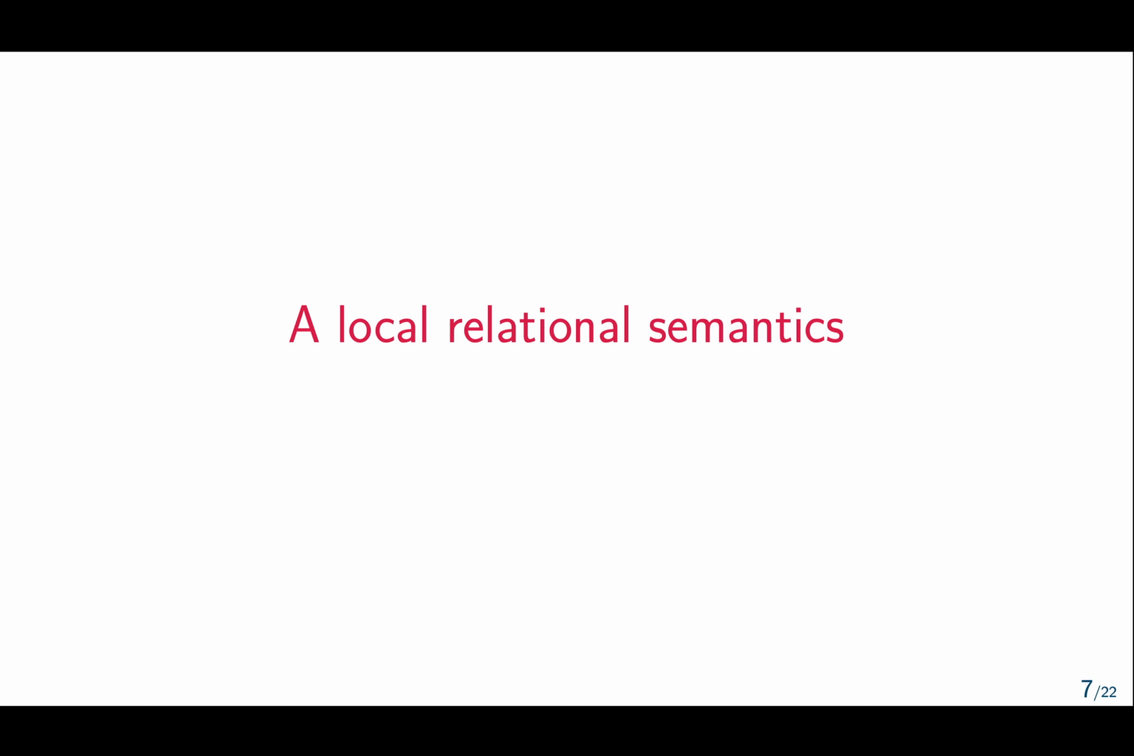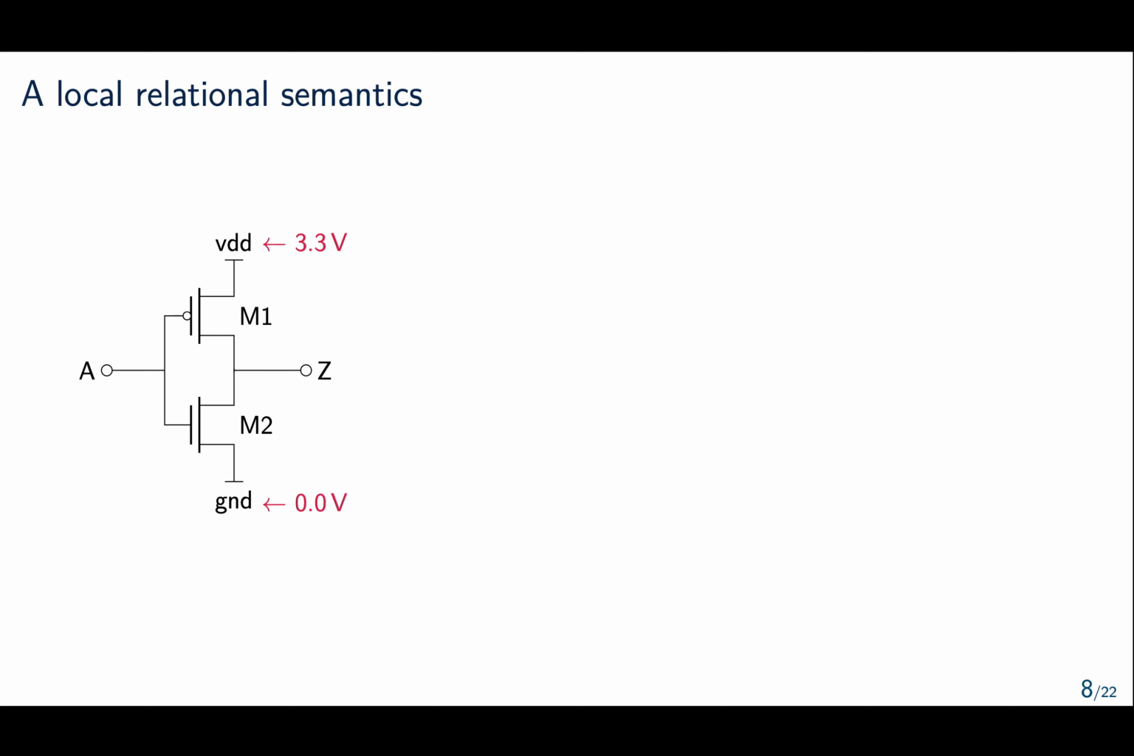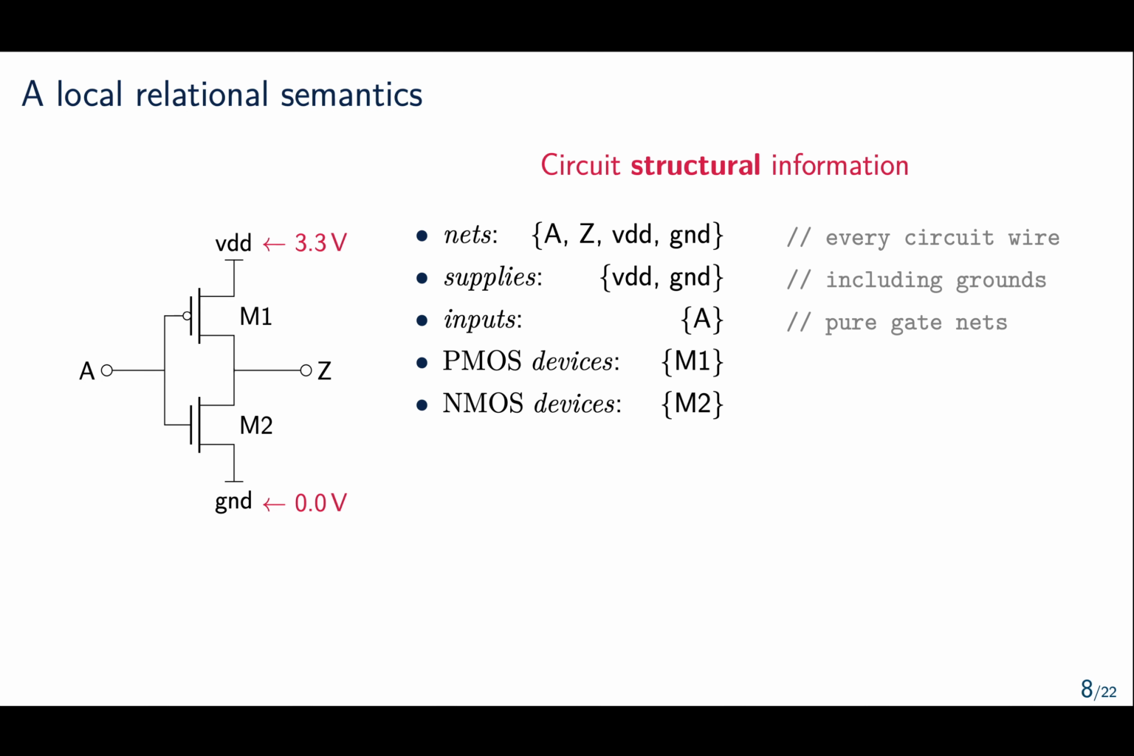Let's now get into the details of a local relational semantics. In this part, we are going to keep this inverter circuit so that we illustrate the different ideas on it. First, we define the structural information of a circuit. These are the nets of the circuits. Some of the nets are special, for example, supplies and inputs.